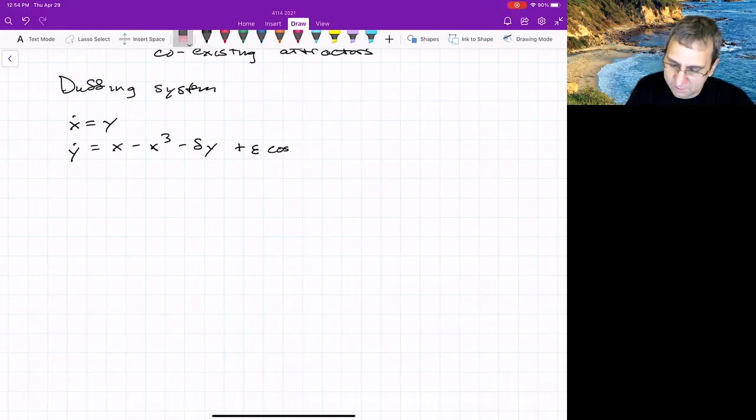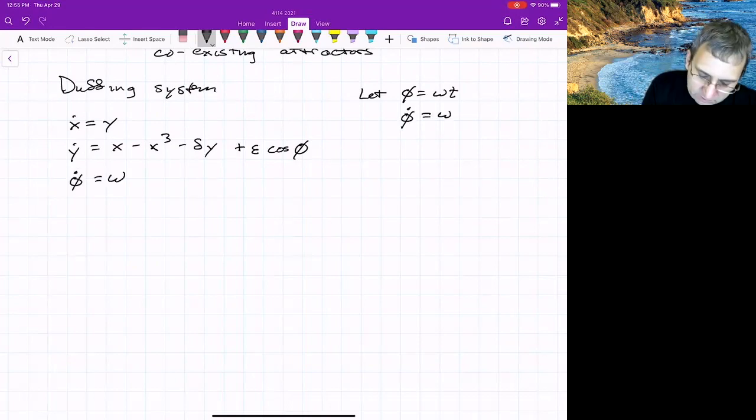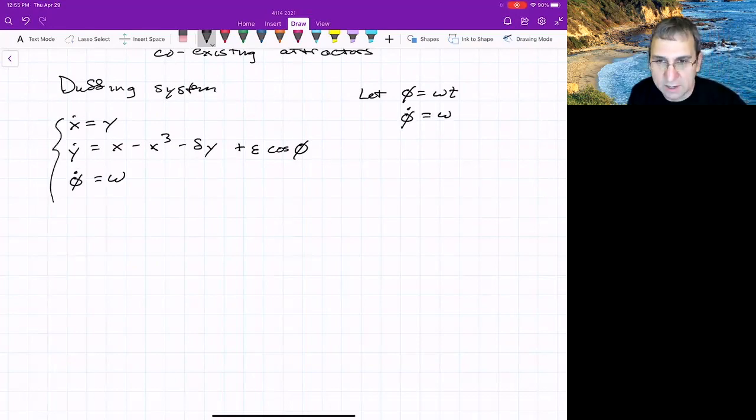And hold on, not theta. I'll call the forcing phase phi. So we are letting phi equals omega t. And then what is phi dot? Phi dot is pretty easy. It's just omega. So now we've got a 3D nonlinear set of differential equations.